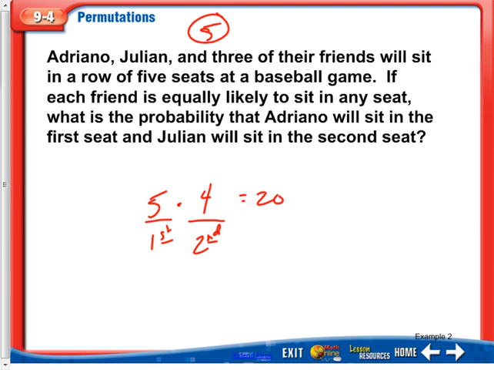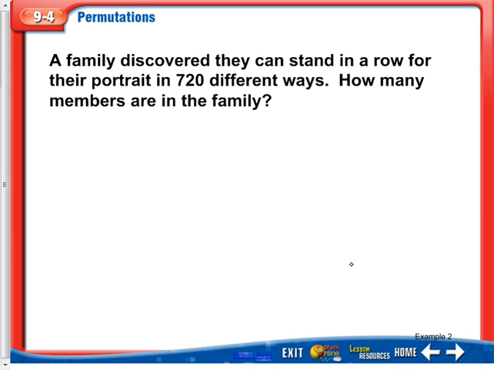And what is the probability that Adriano sits in the first seat and Julian sits in the second? Well, that'd be 1 out of 20. That's a very, very small chance of getting that very specific thing to happen. So it's 1 out of 20 that Adriano sits in the first seat and Julian sits in the second.